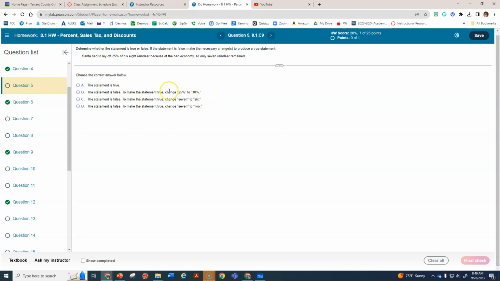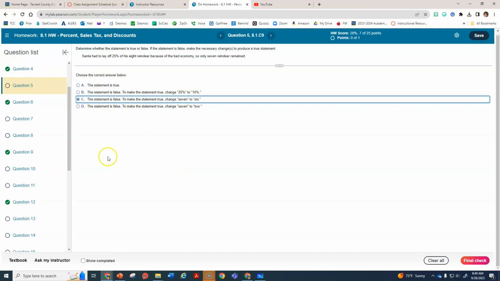That could be an option to change the 25% to 10%. But let's see if we can figure out. We started off with 8, we cut 2. That means we should have 6 left. So if we can find a statement that says change the 7 to a 6, that's going to be the one that I'm going to pick based on the work that I've already done.